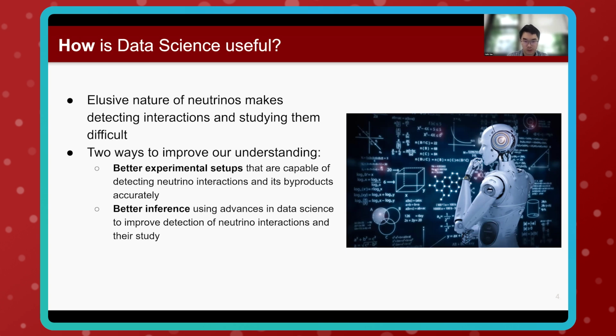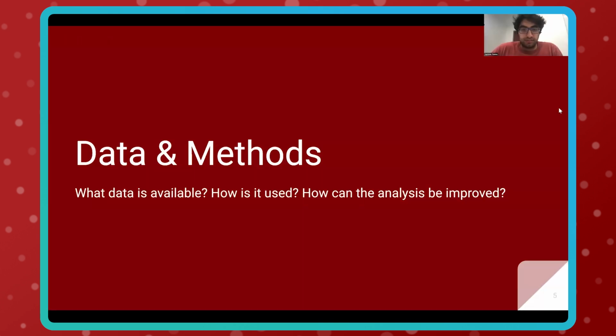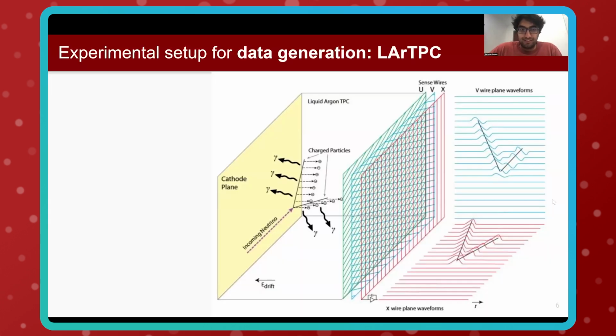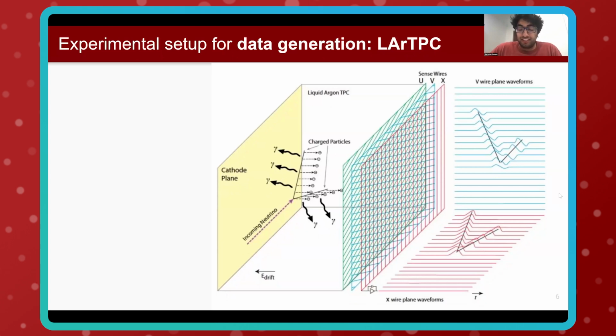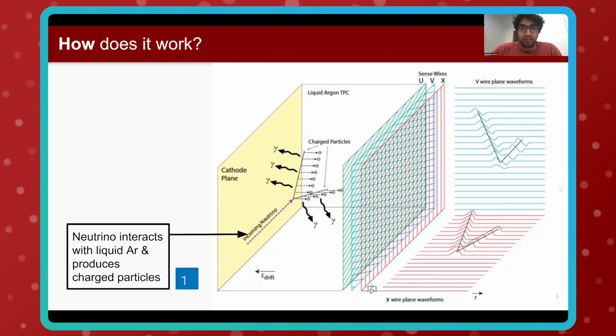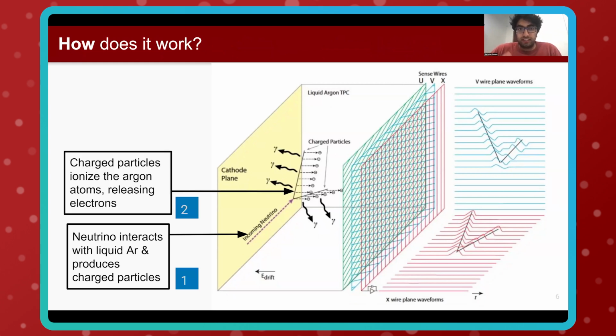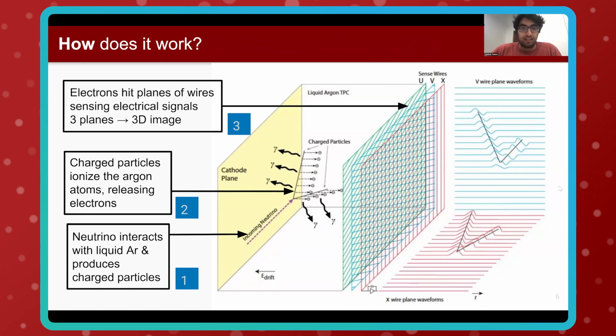the neutrino interactions. So in terms of the data that we use for this experiment, what we have here is a diagram of the detection chamber for neutrinos. Firstly, neutrinos enter the detector and they interact with the liquid argon, which produces charged particles. These charged particles then ionize the atoms in the liquid argon and release electrons, which we can detect. These electrons hit planes of wires at the end of the detector, which sends electrical signals.